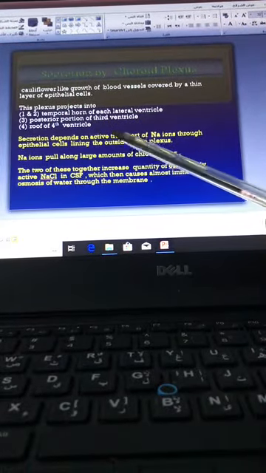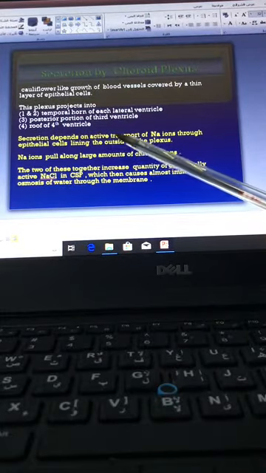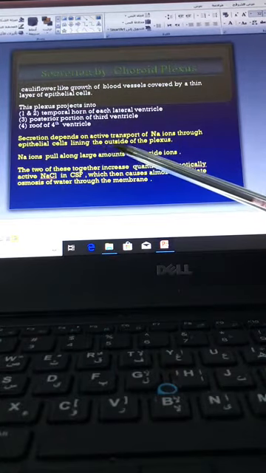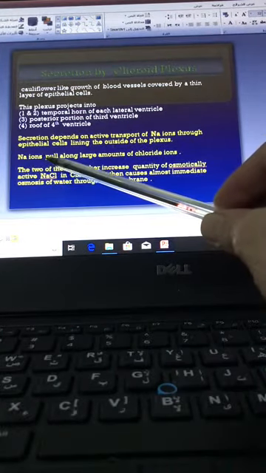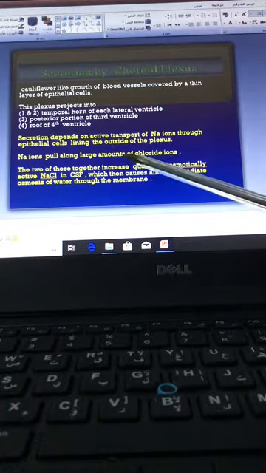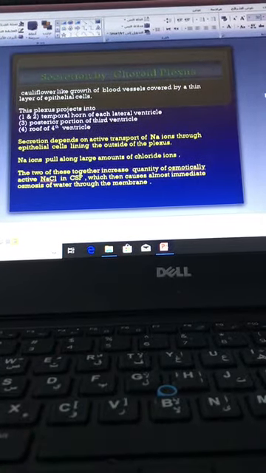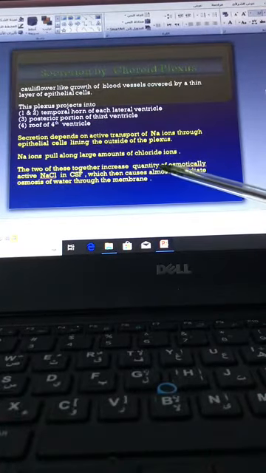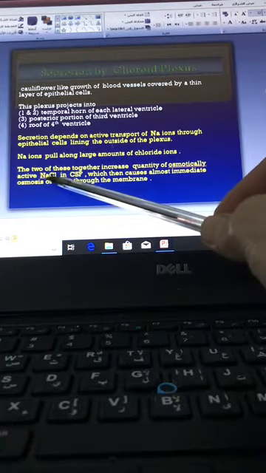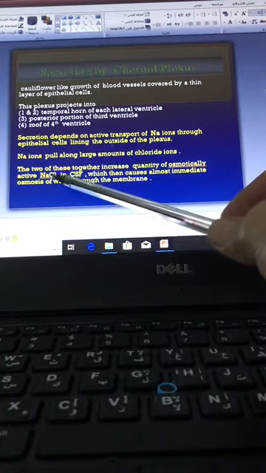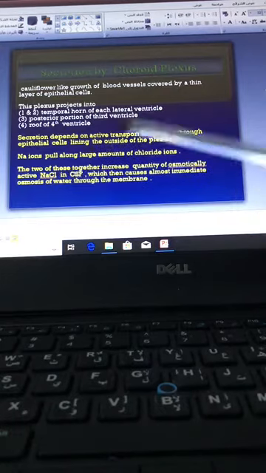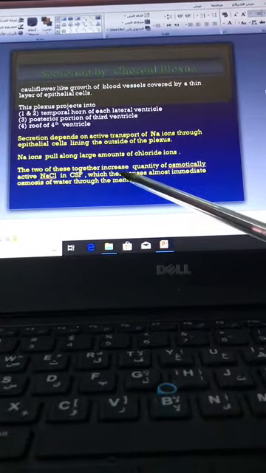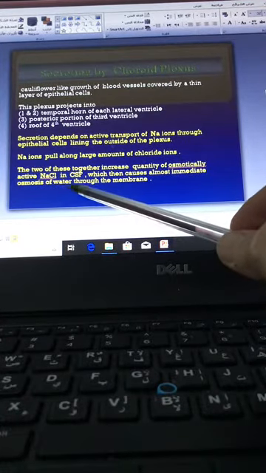Secretion depends on active transport، عملية فعالة، active transport of sodium ions through epithelial cells lining the outside of the plexus. Sodium ions pull along large amounts of chloride. sodium عادة يسحب معه الكلورايد ions، والاثنين together increase the quantity of osmotically active sodium chloride. هذا المركب اللي ينتج يعتبر osmotically active، يعني قادر على سحب الماء in CSF, which then causes almost immediate osmosis of water through the membrane.